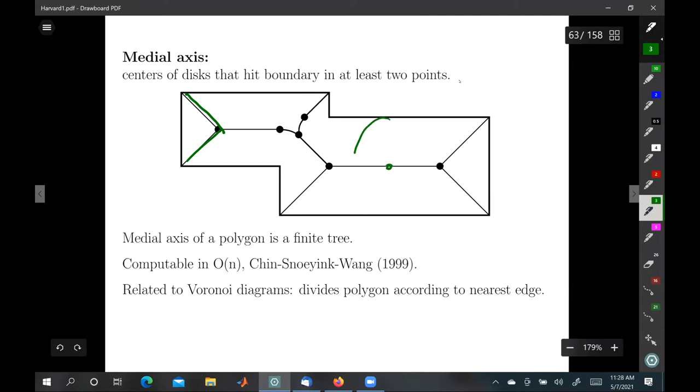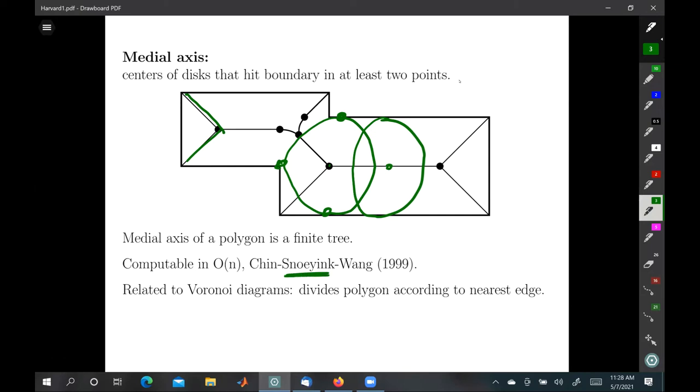So each of these points is the center of a disk. And where you have a vertex, it means you're actually hitting at least three points, okay? And actually one of the members of the audience here proved that you can compute this in linear time. And so this is fast to compute, okay?